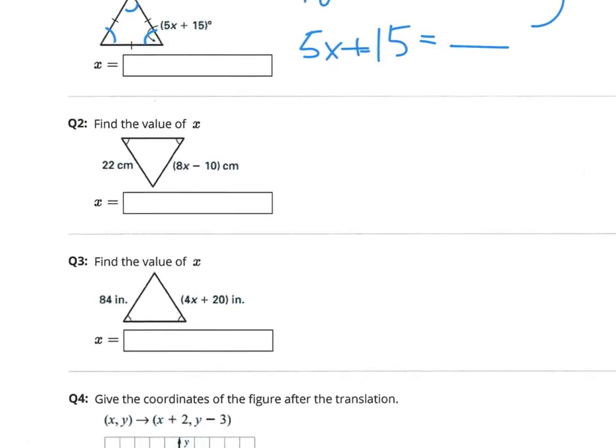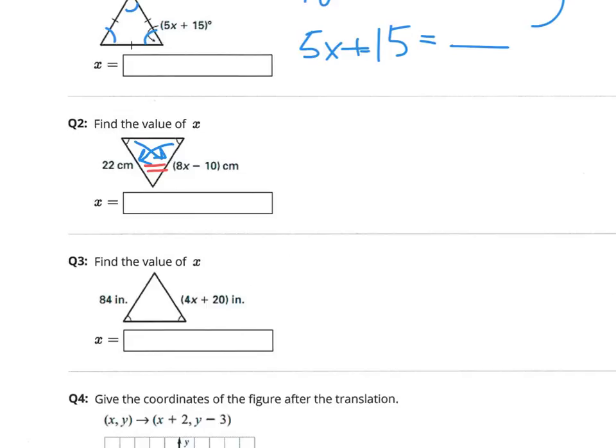Number 2 is very similar in that if these base angles are equal, then the sides opposite them are also equal. So all you have to do is set your equation up with these two equal to each other and solve for x.